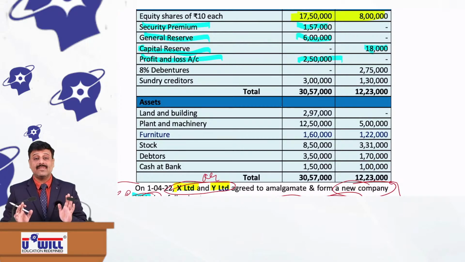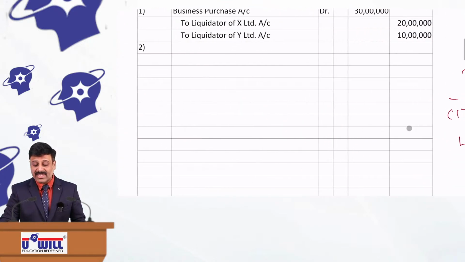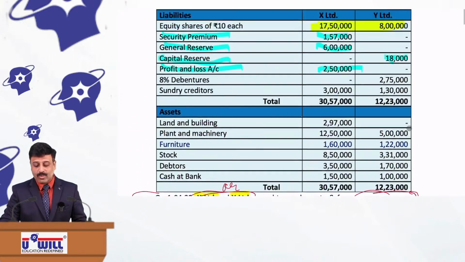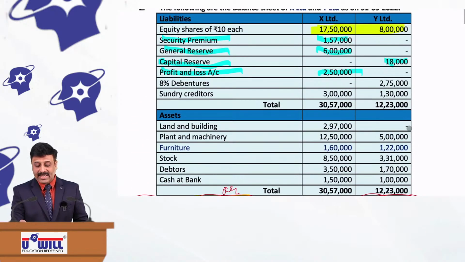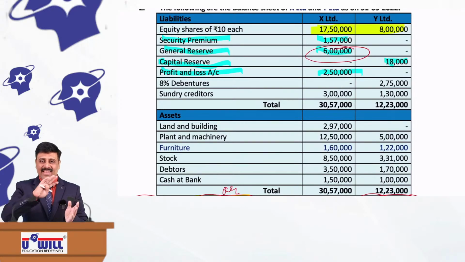With these reserves and surplus, we have to adjust the loss of what amount? Loss is 4,50,000 only. So what can we do? The entire 4,50,000 loss we can adjust with general reserve itself. Why utilize security premium and P&L separately? That is what we will do. Any one reserve or all the options are correct.